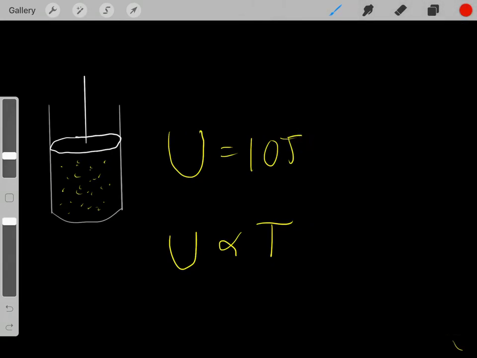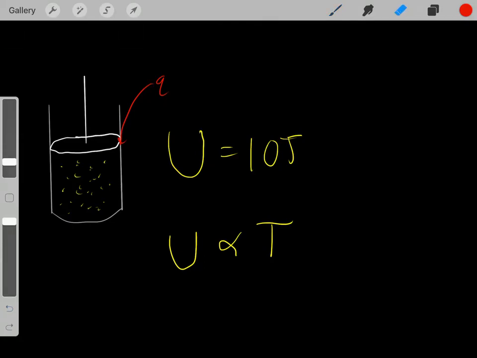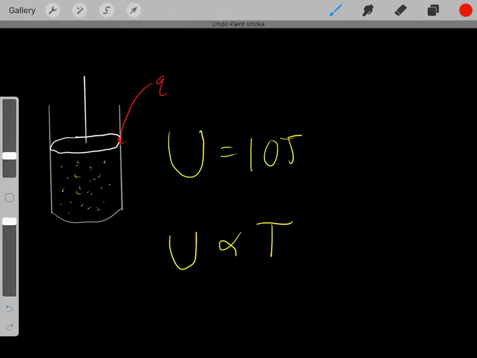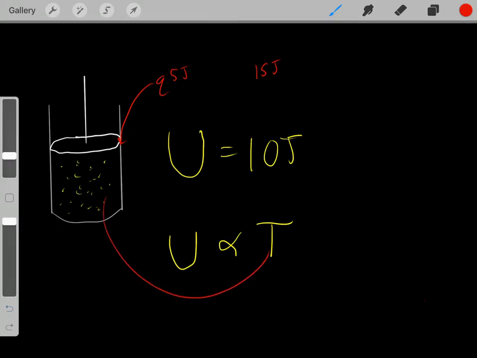One way is by adding heat to the system, and the symbol we use for heat is Q. So let's say originally the system had 10 joules of internal energy, but then we add in 5 joules of heat energy. Now how much internal energy does the system have? Well, now the system would have 15 joules of internal energy. And we know it has more internal energy, so therefore the temperature must have increased. And that makes sense. We add heat, we raise the internal energy, and we raise the temperature. Adding heat raises the temperature.